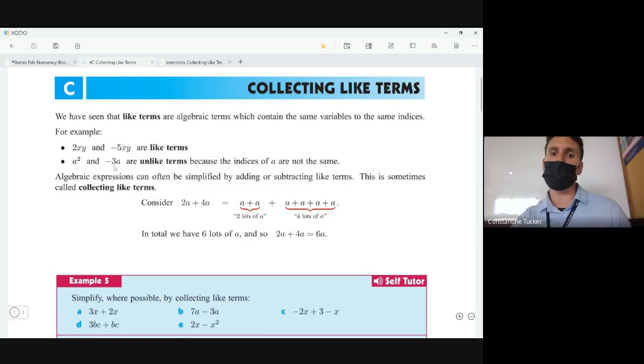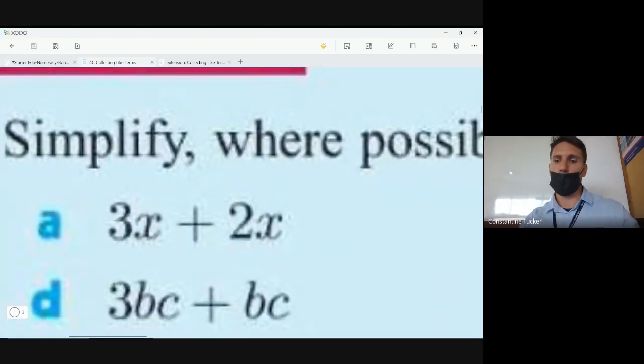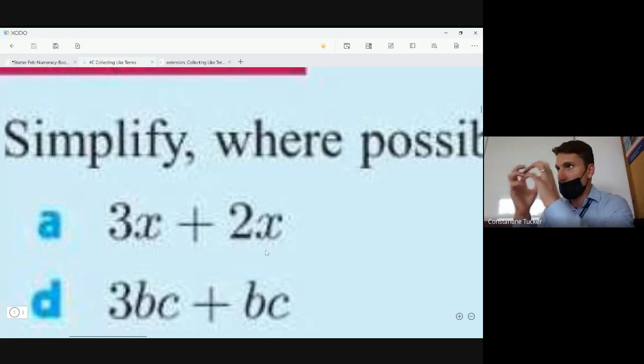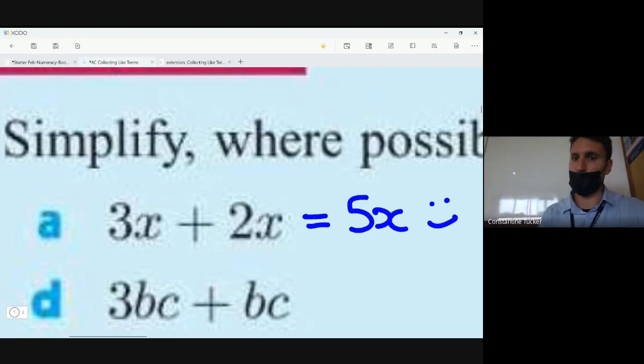So let's move on to some examples now and to see how we can deal with problems which have like terms. So, zooming in. What can we do when we have 3x plus 2x? Can we put that all together into one big term? Exactly, super easy. 5x, that's it. Excellent. Moving on to the one underneath.